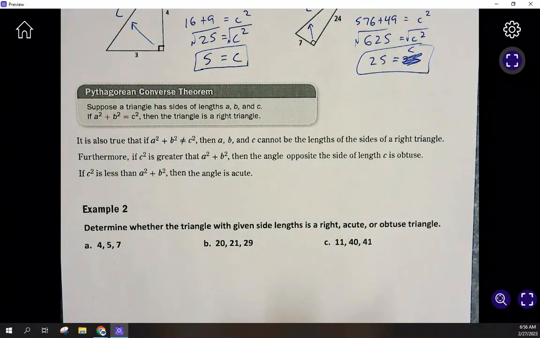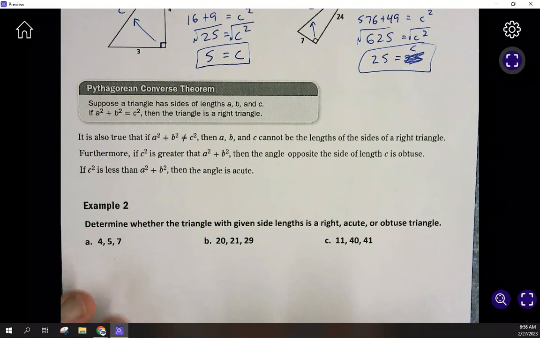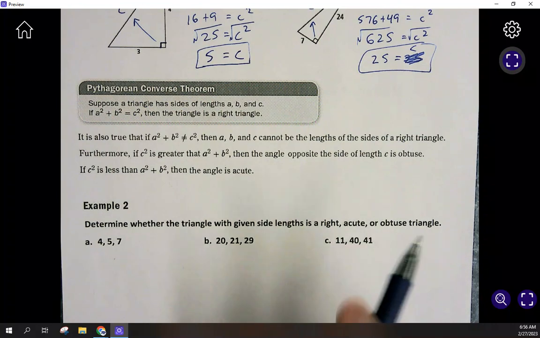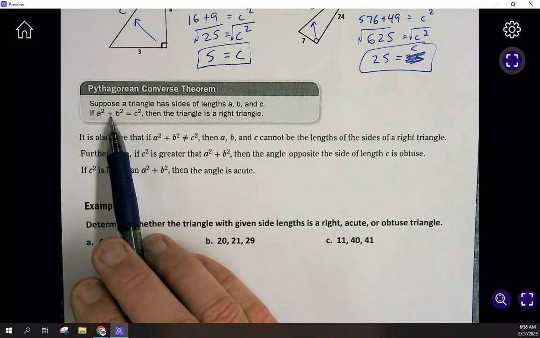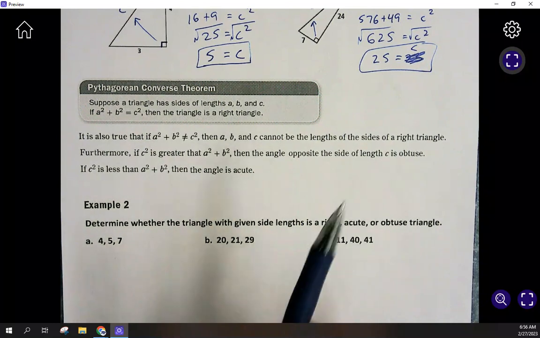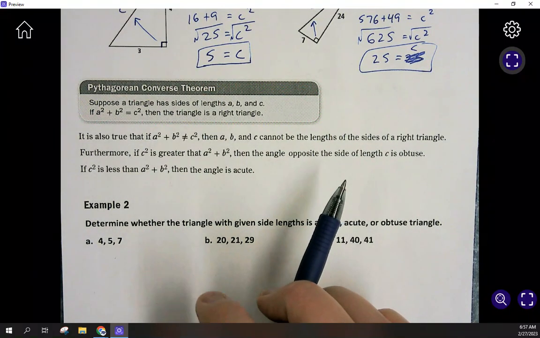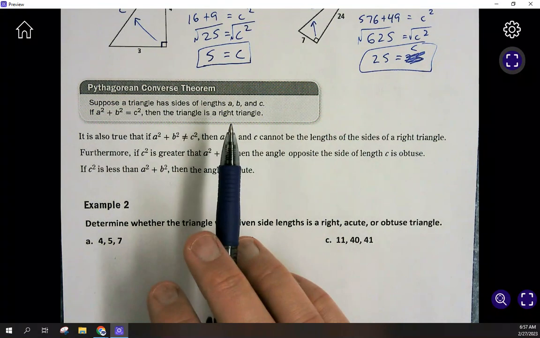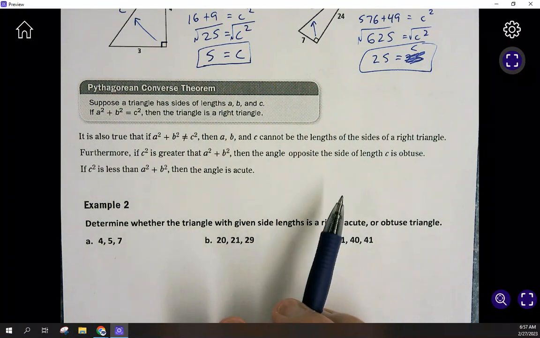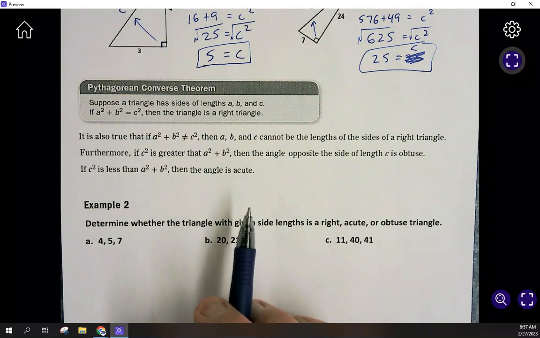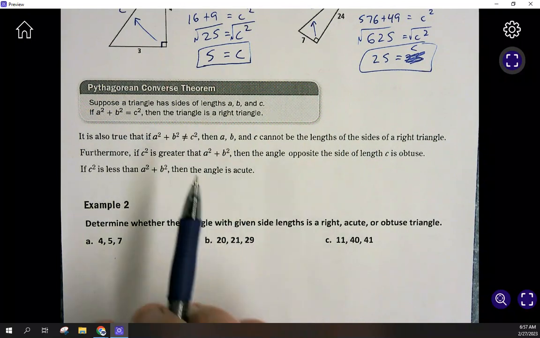Okay, so the converse of the Pythagorean theorem is true. If you have a triangle and you're not sure if it's a right triangle, it might look like it, or you're just given the side values, you don't have a picture. If a squared plus b squared equals c squared holds true, then that proves that it is a right triangle. So if given side lengths, you can figure out if you have a right triangle, and you can actually find out if you have an acute or an obtuse triangle as well.